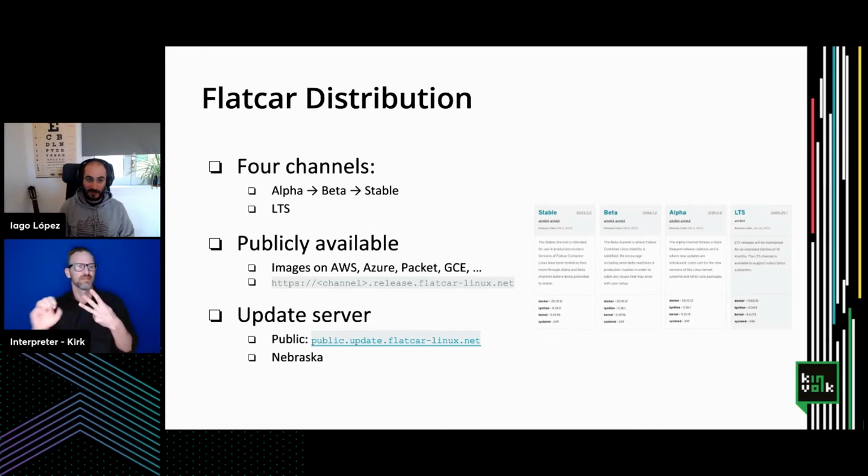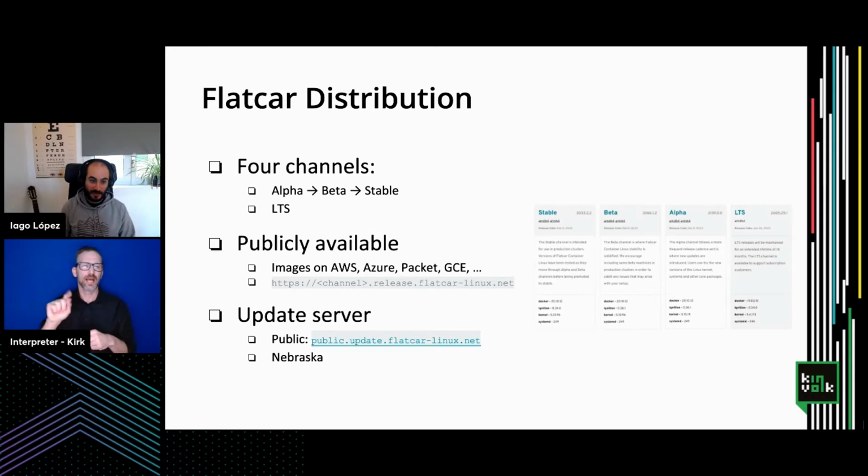So yeah, it's a good practice to run a couple of alpha and beta nodes just to see what's coming and to see if it breaks your setup. We also have an LTS channel, which is long-term support. In here, changes happen more slowly. Every 6 months we have a release, and this is ideal if you want something very stable. Flatcar is publicly available, so you have images on AWS, Azure, Packet, lots of clouds.